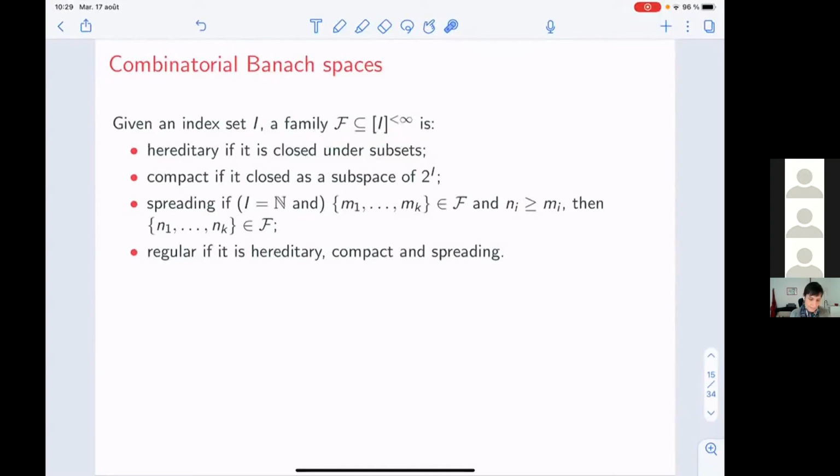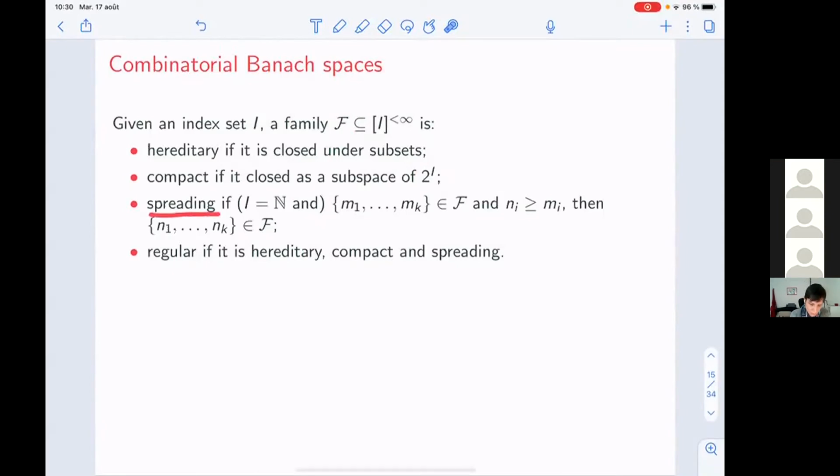And then I say that it has the corresponding properties that the Schreier families have if they satisfy the conditions that we just mentioned. So it is hereditary if it is closed under subsets. It is compact if I again associate to each element of the family F its characteristic function, and then I look at F as a subset of the space 2 to the I, and it is compact if it is closed as a subset of 2 to the I.